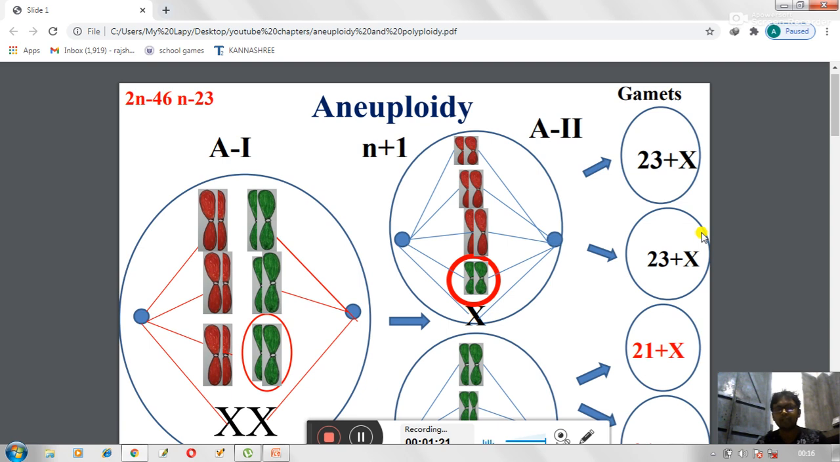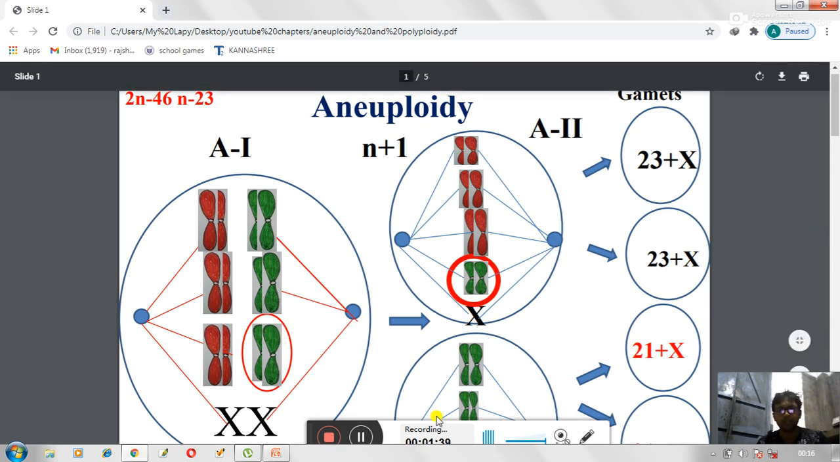Sometimes the increased chromosome number may involve the sex chromosomes, or sometimes the autosomes. As a result, abnormalities develop. In this case, we are first discussing aneuploidy. What is actually happening here?